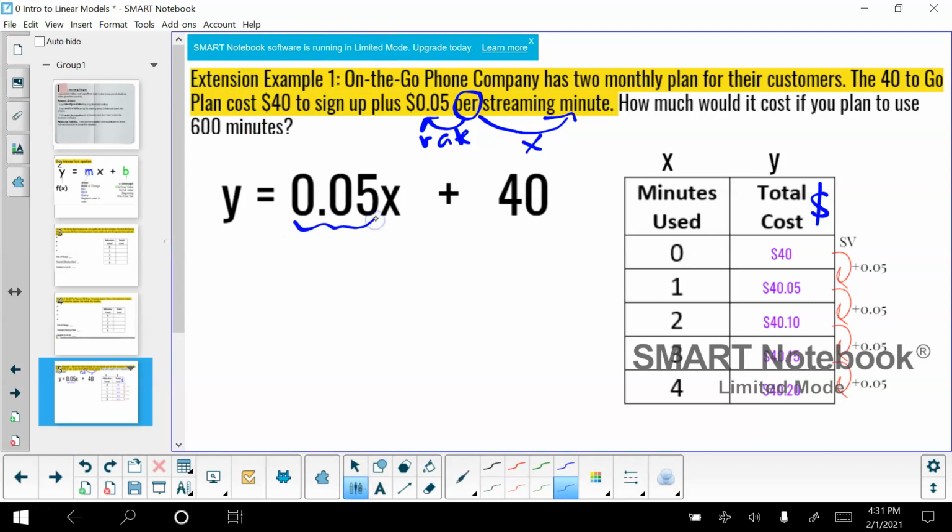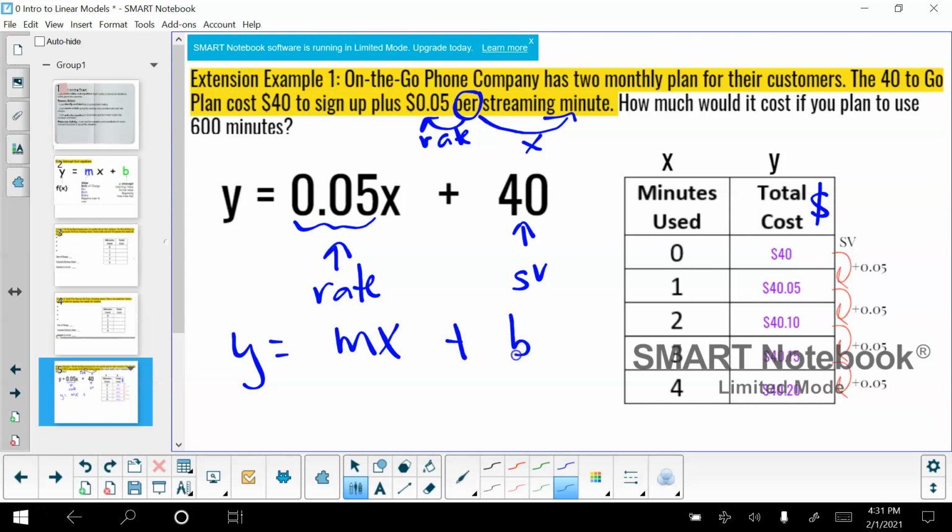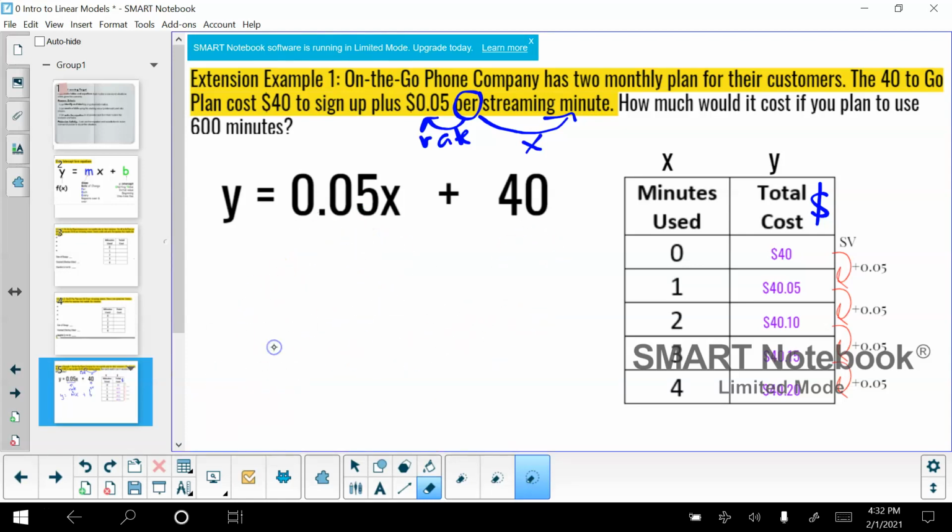And since the $40 was our starting value, we were able to then write the equation, and you can see where we put the 5 cents next to the X, that's where the rate goes, and the $40, that's the starting value. So that would follow our equation format of y equals mx plus b, where m is the rate and b is the starting value. Now we're going to extend that and use our table and our equation to answer a real world problem.